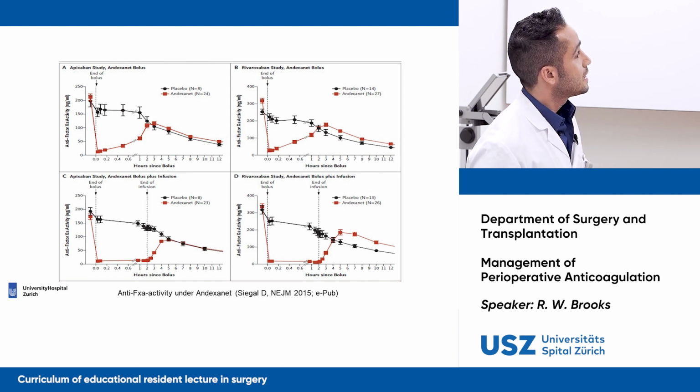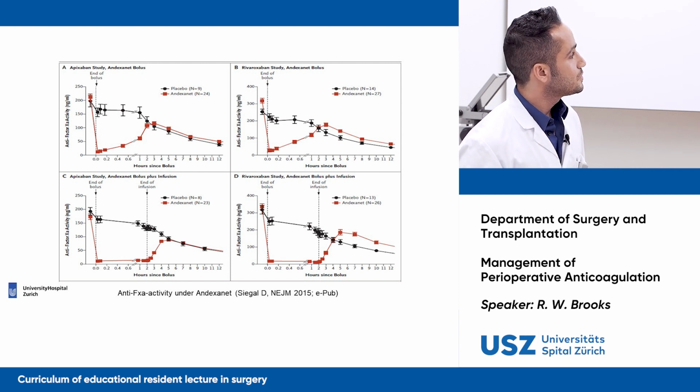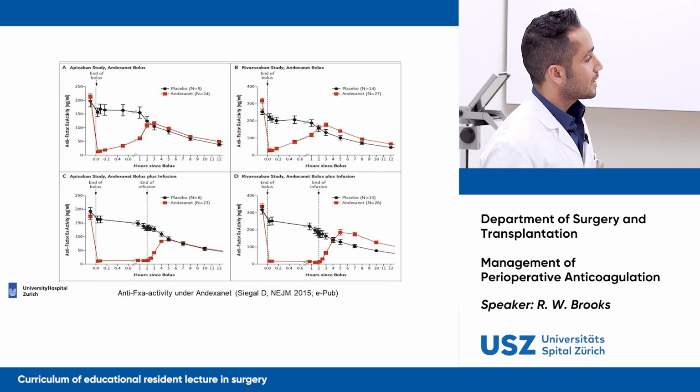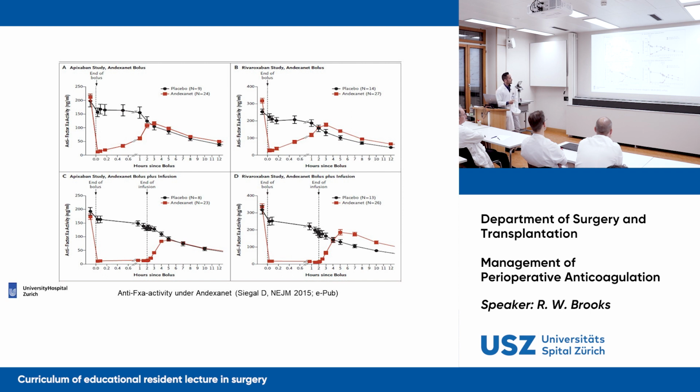As we can see, the antifactor 10 activity with the bolus is in general lower than in the placebo group for the first 2 hours. And if we add an infusion with the specific antifactor 10A, we have a longer time with a really low antifactor 10 activity, up to 4 or 5 hours.